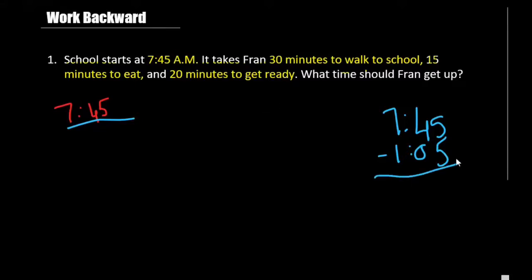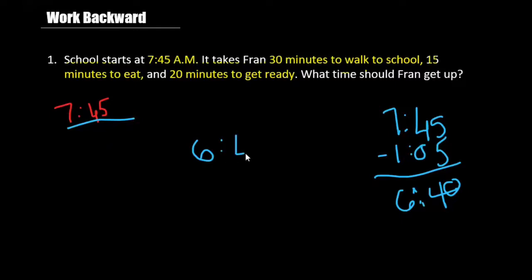So now let's just subtract. 5 minus 5 is 0. 4 minus 0 is 4. We just bring down the 2 dots. And now 7 minus 1 is 6. So the time that he has to get up is 6:40.